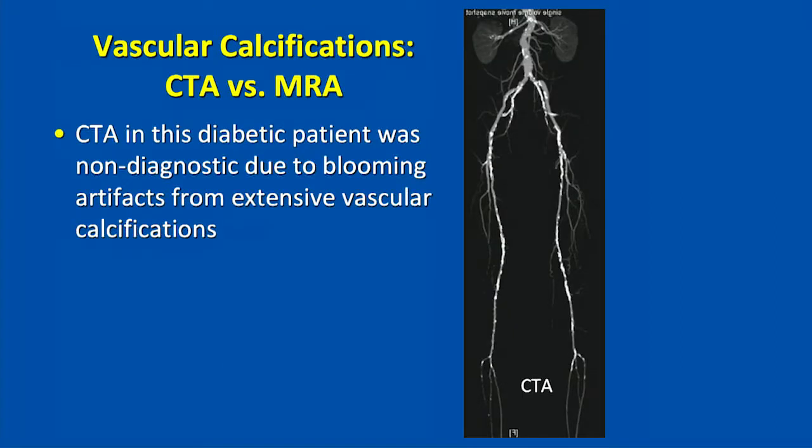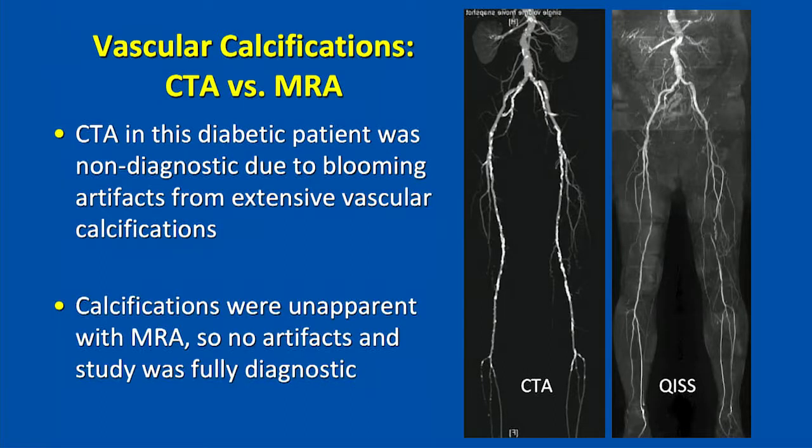Another topic we should discuss here is that vascular calcifications are an important component of vascular disease, and with CT, we can often see calcifications very, very well. In this patient, who had extensive vascular calcifications, CT obscured the lumen and made it difficult to see the anatomy. Whereas with MR, we didn't see any of these calcifications. So the study was fully diagnostic, but we were missing this piece of information.